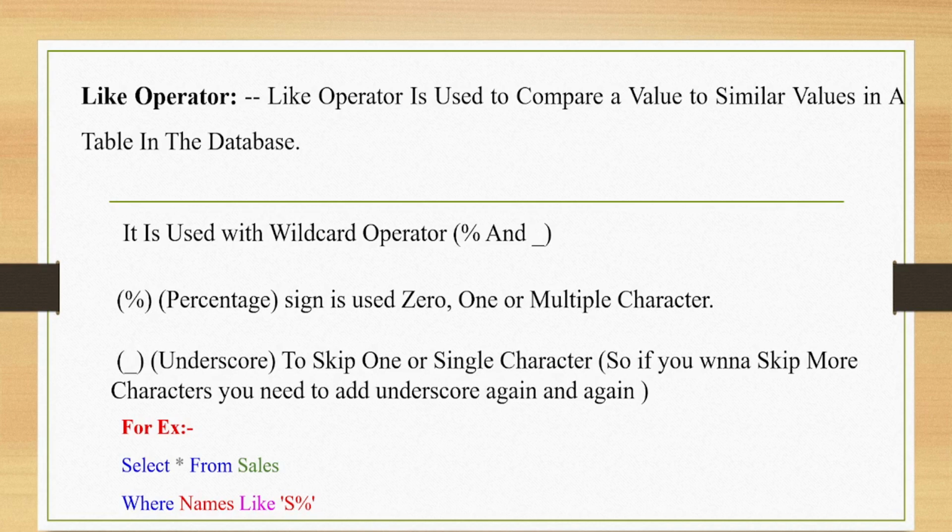And here I have taken a small example. Firstly I will write the table name, which is SELECT * FROM sales. After that I have used the WHERE clause with the name column. And after that I have used this LIKE operator, and here I have mentioned the letter S. That means I want to fetch only those records which start with the letter S. So this is the query, guys, to use the LIKE operator.